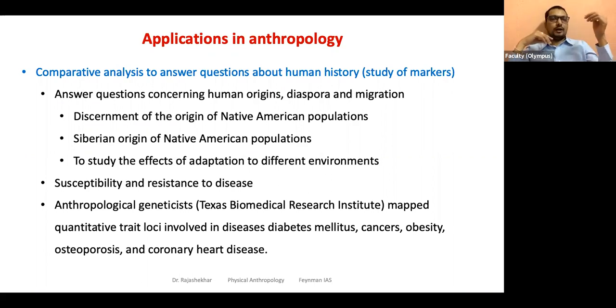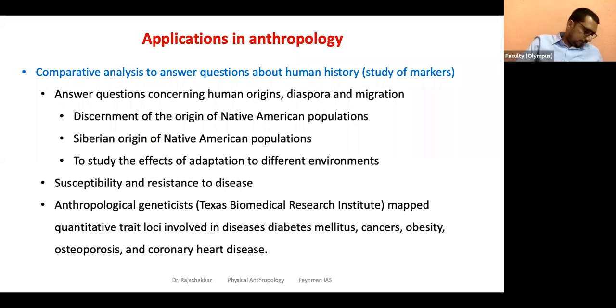Nowadays, they're using Y chromosome patterns. Male inheritance, female inheritance, that they're looking into now. So human migratory patterns, human evolution, and origins can be identified. Some examples: the Siberian origin of Native American populations was identified using such experiments. Siberian origin of Native Americans. So they identified where the Native American populations originated from.